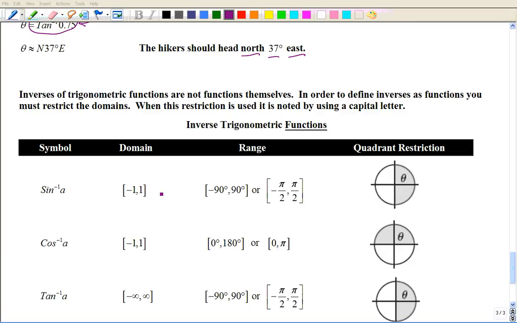So that's why you see for the domain of arc sine, we've got -1 to 1. Inverse or arc cosine, we have -1 to 1. And then for the inverse or arc tangent, our domain is all real numbers. Then we can look at the range.